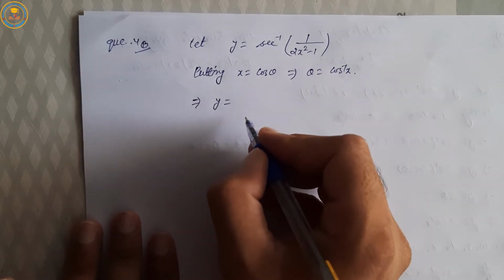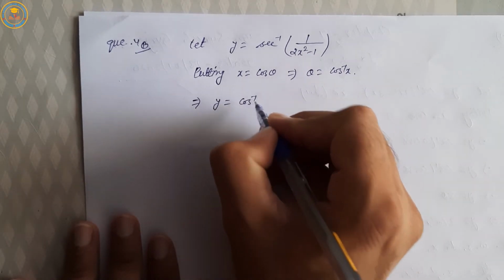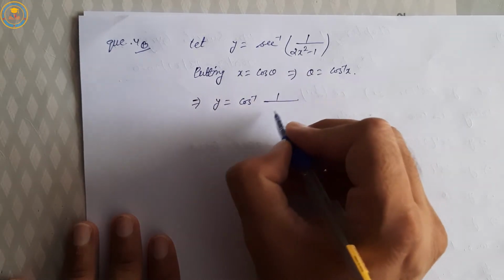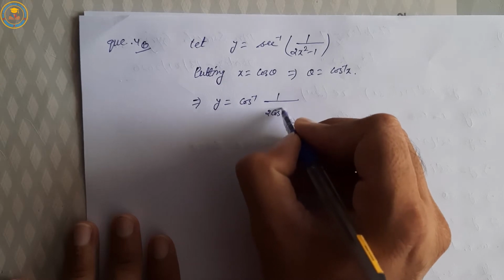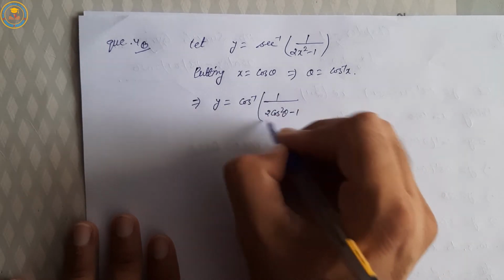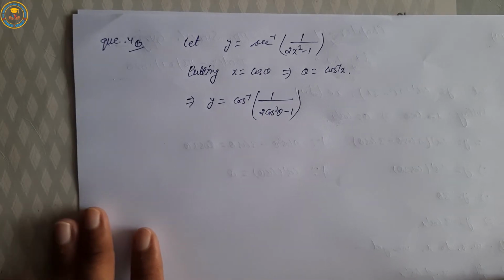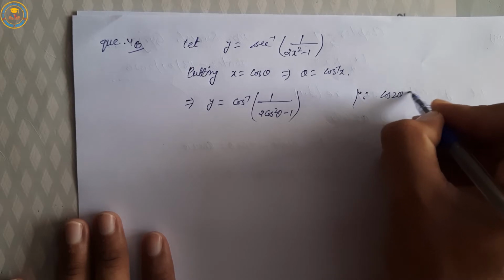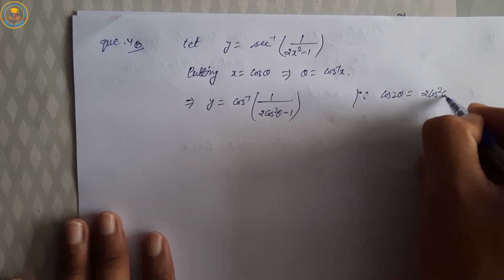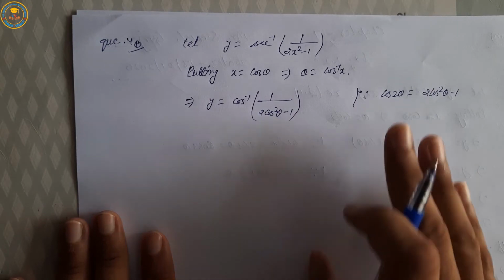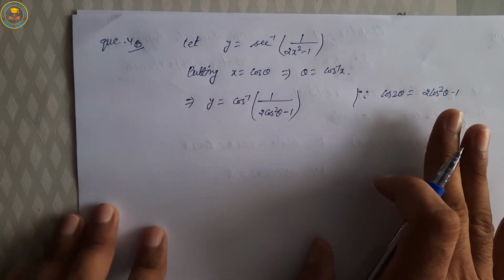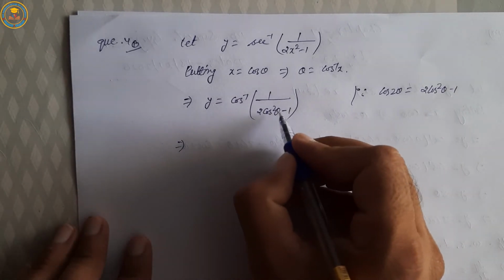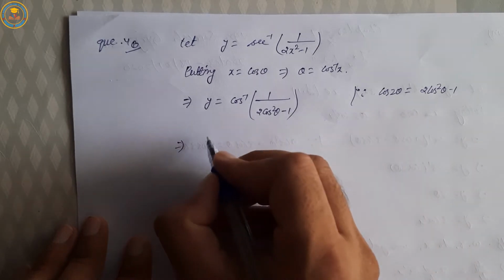Implies y is equal to sec inverse of 1 upon, x is equal to cos theta, it means 2 cos square theta minus 1, because cos 2 theta is equal to 2 cos square theta minus 1. Okay, formula of cos 2 theta is equal to 2 cos square theta minus 1. Apply the formula of cos 2 theta.